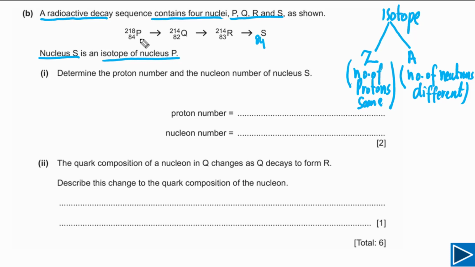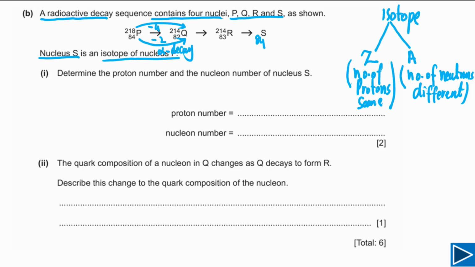Now let's try to understand what is happening from P to Q. When P decays to Q, you can see atomic number decreases by 2. And if we go from P to Q, the mass number decreases by 4. So it simply means this one is alpha decay.